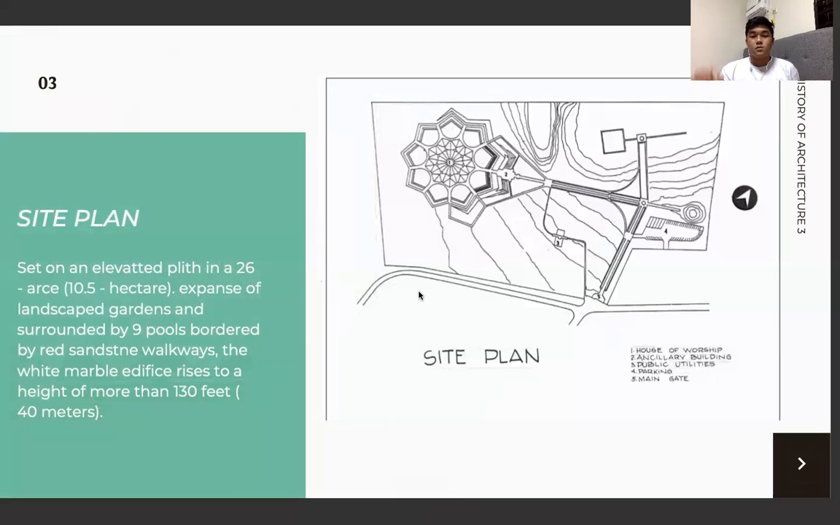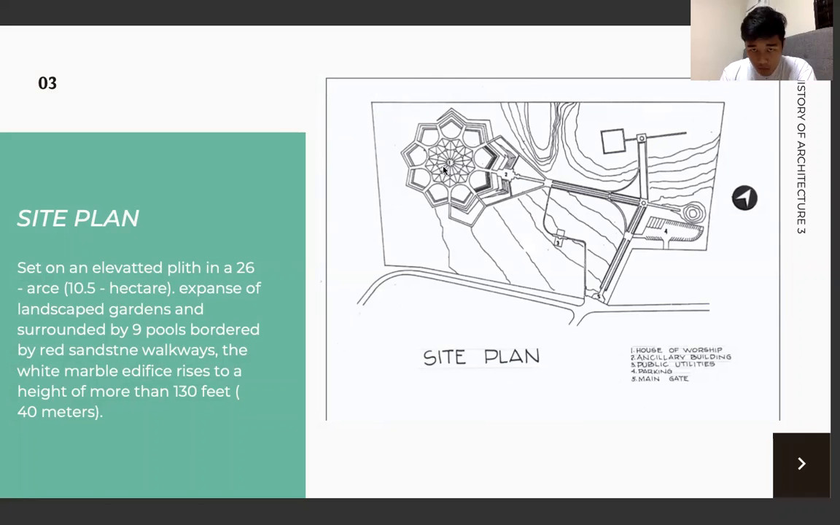Next is the site plan. In the site plan, it's not rendered. It is set on an elevated plate in a 26 acre, 10.5 hectare expanse of landscape gardens. We can see that its area is very large. It is surrounded by 9 pools, bordered by red sand walkways, and the white marble edifice rises to a height of more than 130 feet or 40 meters. So this is the site plan.